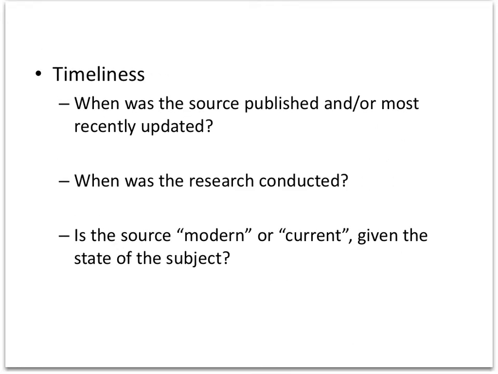Furthermore, we want to question any source's timeliness. So the first question to ask of it is, when was the source published, and/or when was it most recently updated? Recently updated largely applies to web sources, but does also apply to textbook-type sources. So if a source is published in, let's say, 1990, what do we think? Would that source be usable? Well, the answer to that will depend on when the research was conducted and also what the subject is. Is that modern or current given the state of the subject?